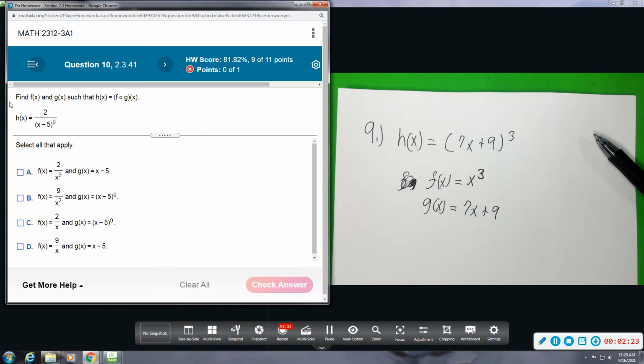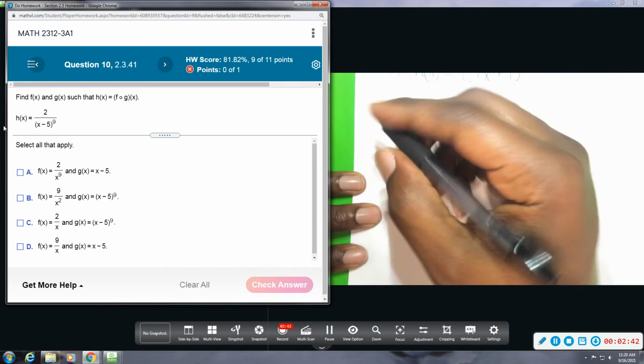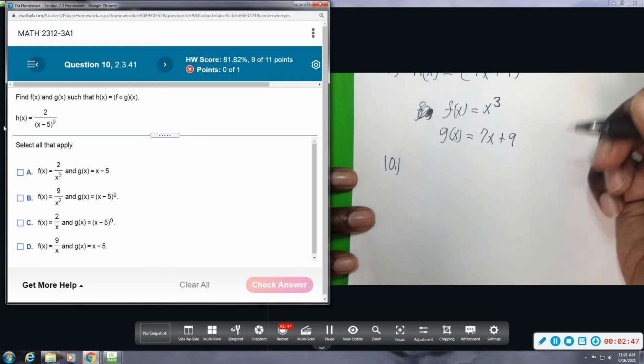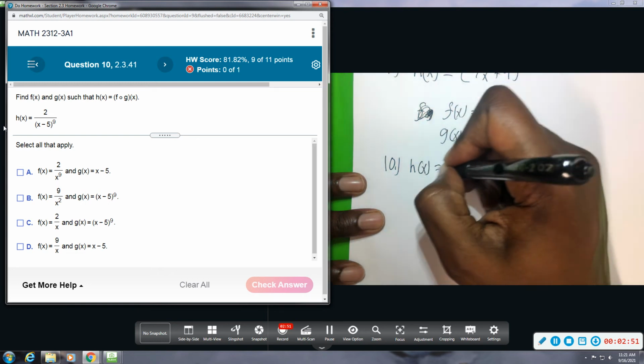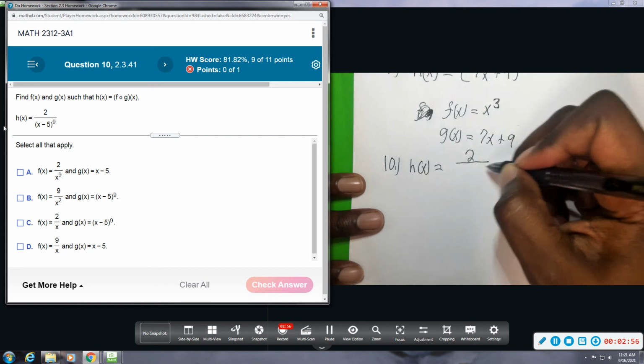Okay, so we're going to do the same thing for number 10, but this time we want to select all that apply. So there's going to be more than one correct answer. First, I'm going to do it with the inner outer function type scenario, and then we will work backwards, trial and error, plug in, and see what we get for the other. So we have h of x is equal to 2 divided by (x minus 5) to the 9th.